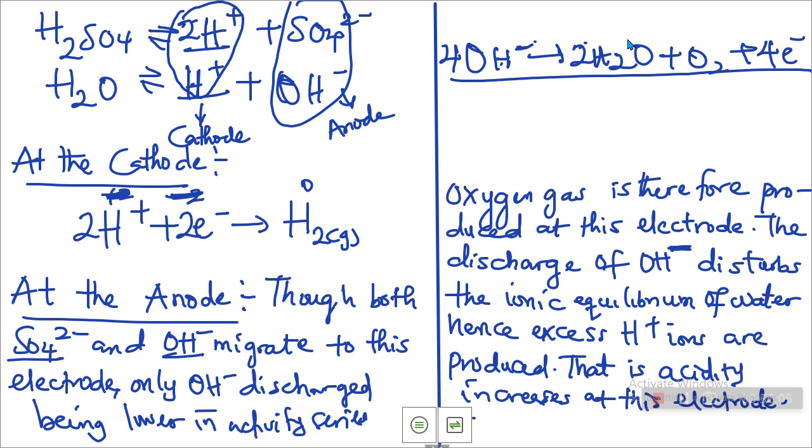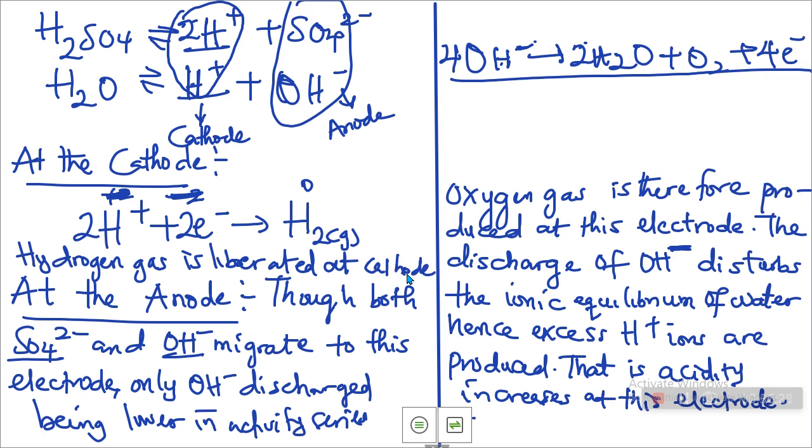Now what are our products? Water is our product, and oxygen gas is our product. So at the cathode here, what's our product? Hydrogen gas. So you will say hydrogen gas is liberated at the cathode. They will just ask you what is liberated at the cathode in electrolysis of water. Just know that hydrogen gas is liberated. Now here, oxygen is our main gas, so oxygen is produced at this electrode, the anode.